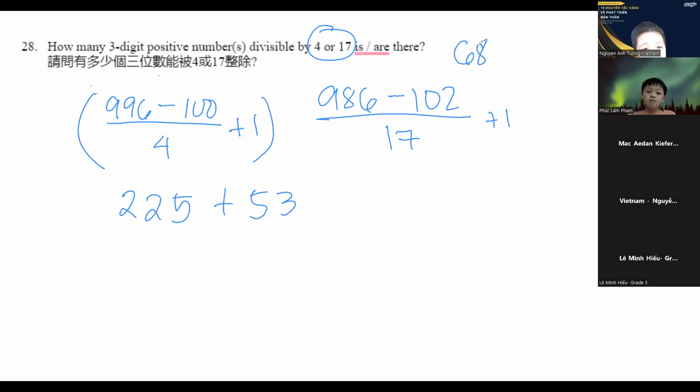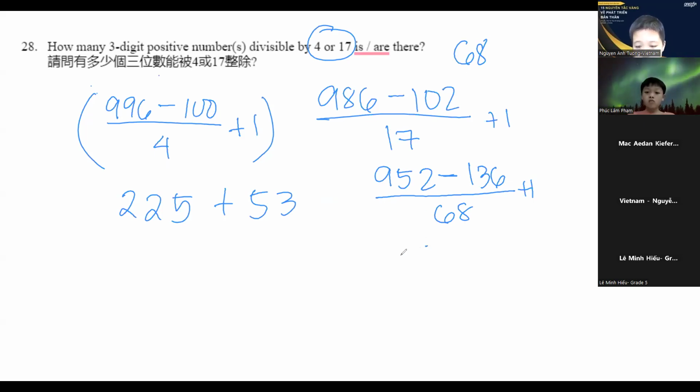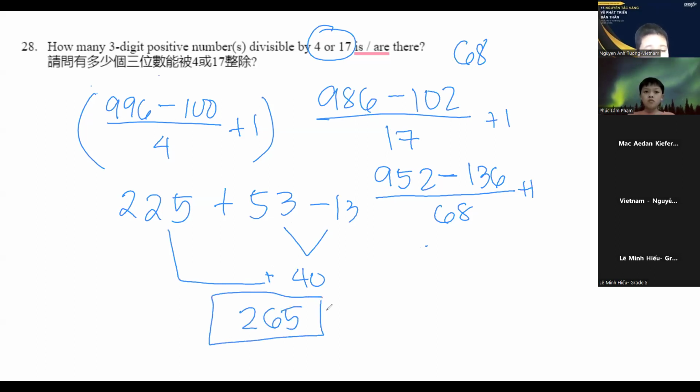The biggest 3-digit number divisible by 68 is 952, minus 136, over 68, plus 1. So 952 minus 136, 816, divided by 68, okay, 12, plus 1, that is 13. So that is minus 13. So 53 minus 13 is 40. 225 plus 40, that's 265. And that is going to be our answer for number 28.